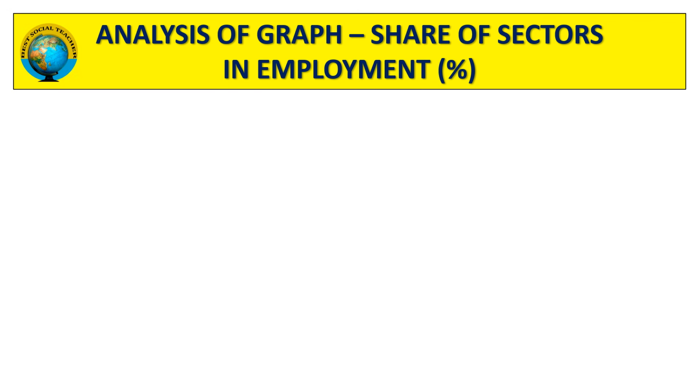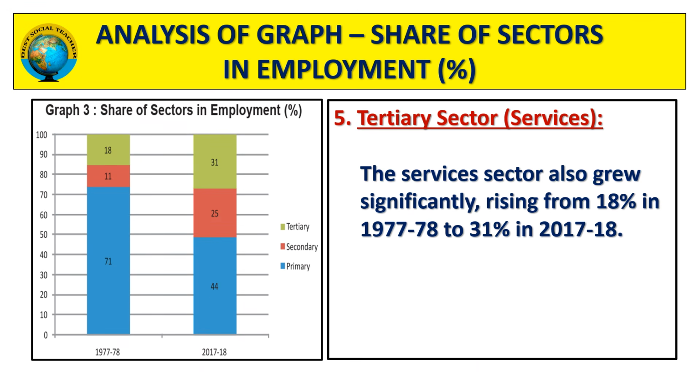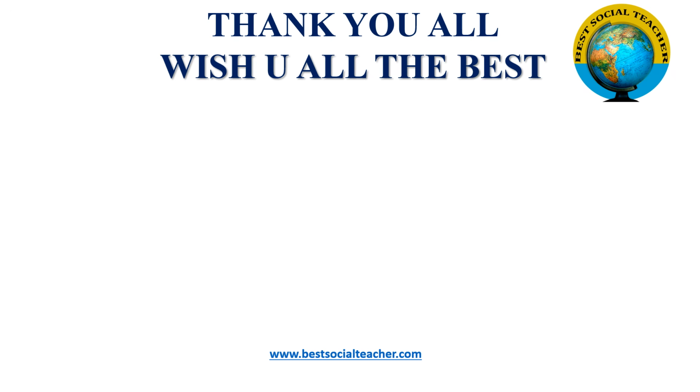Next, we will go to the analysis of the third sector. If you see the green color, here it is 18%, here it is 31%. The tertiary sector, the service sector, also grew significantly, rising from 18% in 1977-78 to 31% in 2017-18. This is the analysis of the graph.